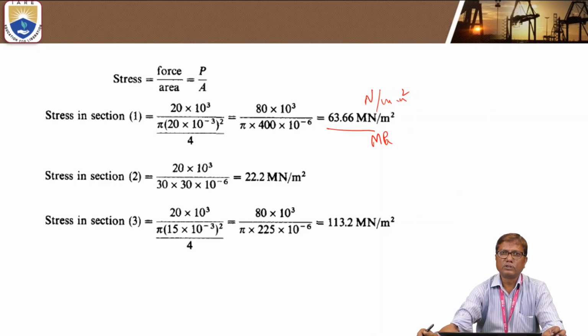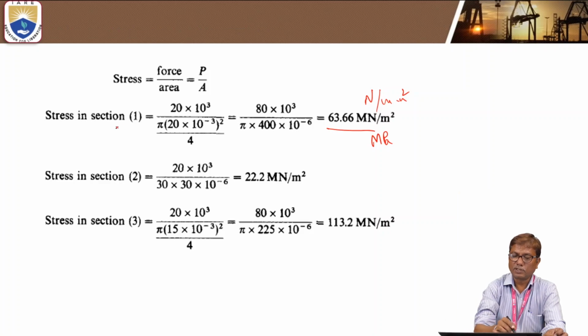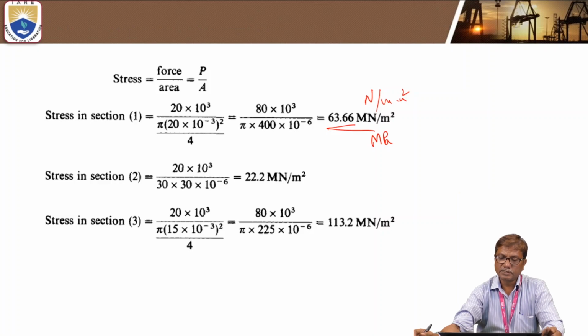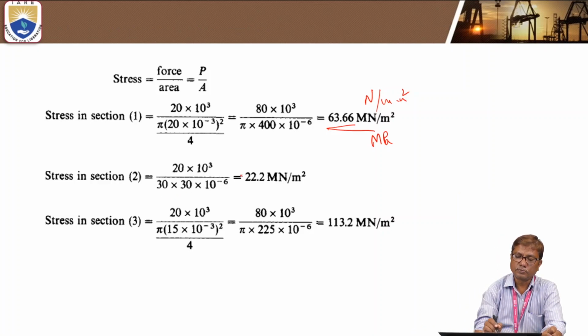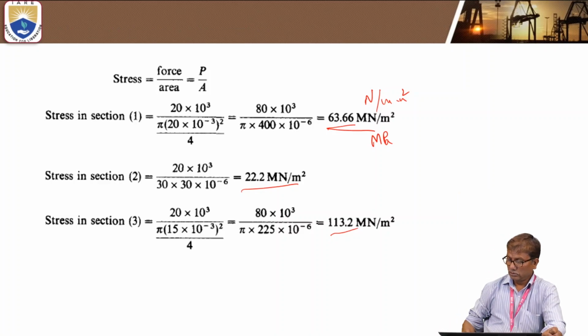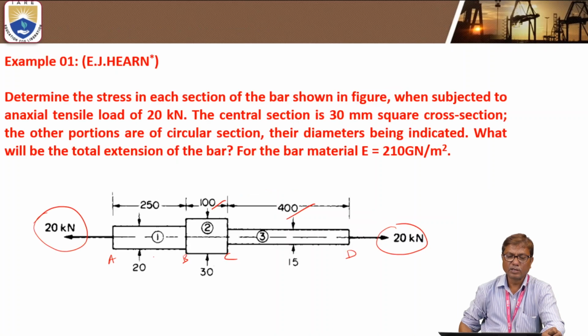Isn't it? So, the stress in portion 1 is 63.66 megapascals and in portion 2 it is 22.2 megapascals and in portion 3 it is 113.2 megapascals. Okay. So knowing the stresses in various sections, we can find now the elongations of these portions.